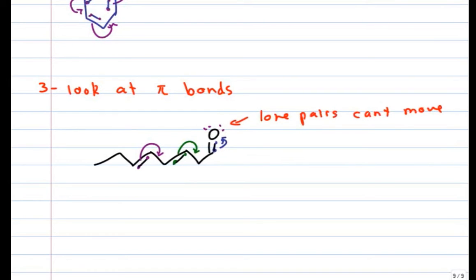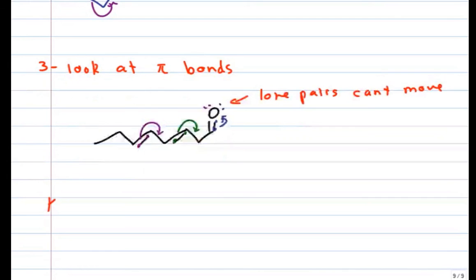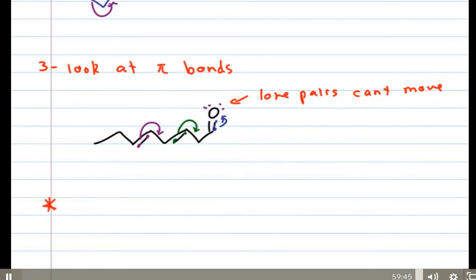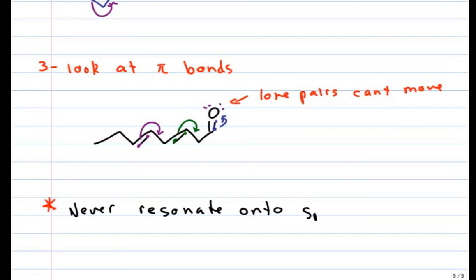Actually, that reminds me of another trick. If you can remember this, you're likely going to save yourself a lot of trouble. Never, ever, ever resonate onto an sp3. Carbon, oxygen, nitrogen. So many students try this and it doesn't work. You absolutely cannot resonate it.